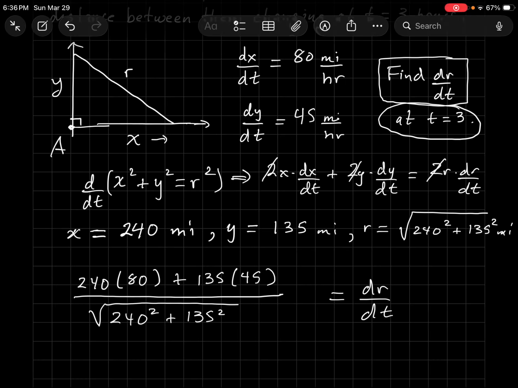Now, I'm not going to simplify this one. You can plug it in the calculator and get an answer. And I left a little space right here because if I give you units to start, generally speaking, I would like them back. And the problem, r is a length, so miles, then time, of course, we use as hours. And that is how fast the distance between the two cars is changing at t equals 3.